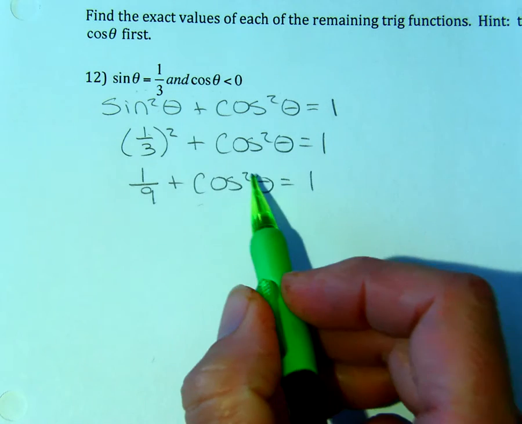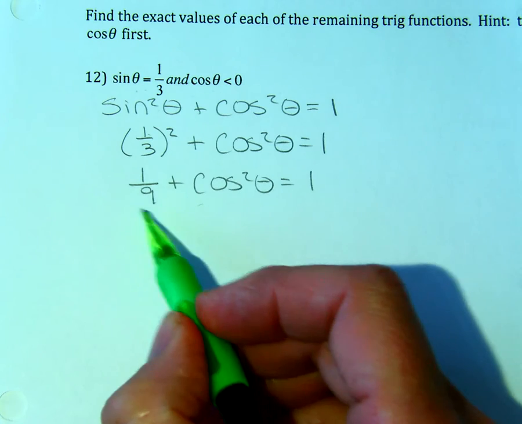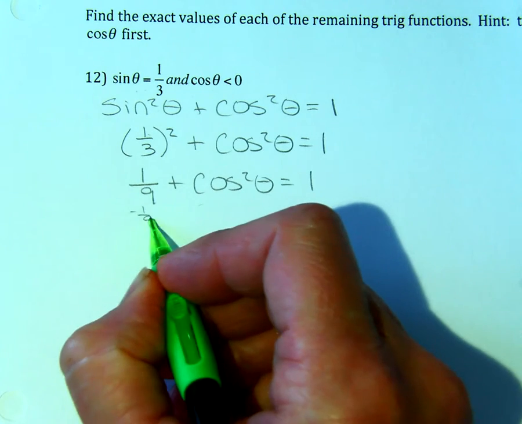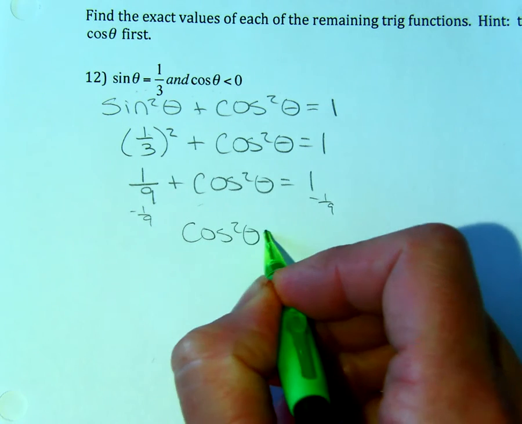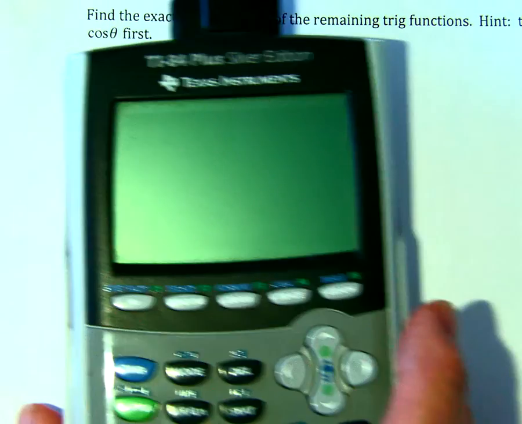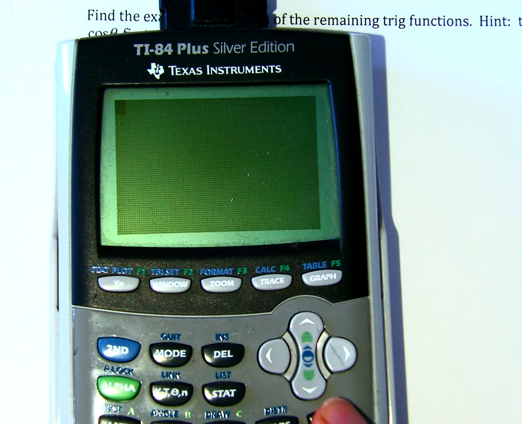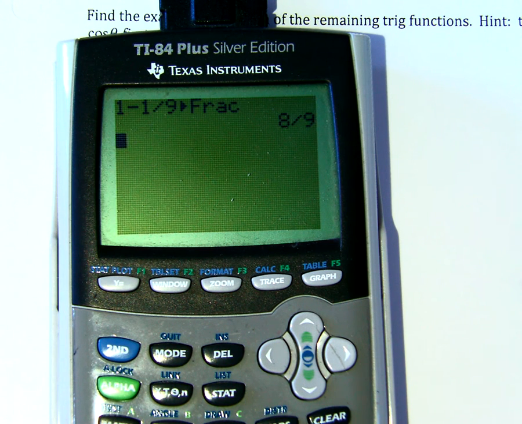Now, I want to solve for cosine. So think of this as a great big X. I have to get rid of the 1/9. So you'll subtract the 1/9 from both sides. So you'll be left with cosine squared theta equals. Now, 1 minus 1/9, if you want to do it by hand, you need a common denominator, so I'm guessing most of you don't want to do it by hand. The other way is obviously the calculator. So I would just type in 1 minus 1 divided by 9, math, enter, enter, and get 8/9.